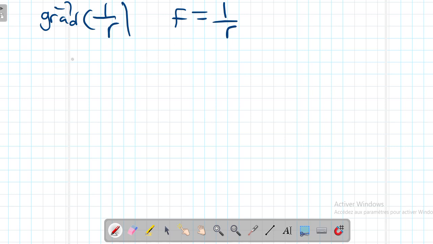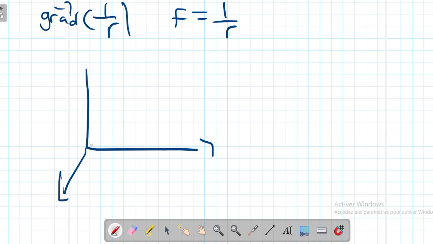For you to find the gradient, they will specify which coordinate system. This gradient is very important in physics. We're going to use this gradient a lot. I will tell you why it's important. So this is the gradient in the spherical coordinate system.